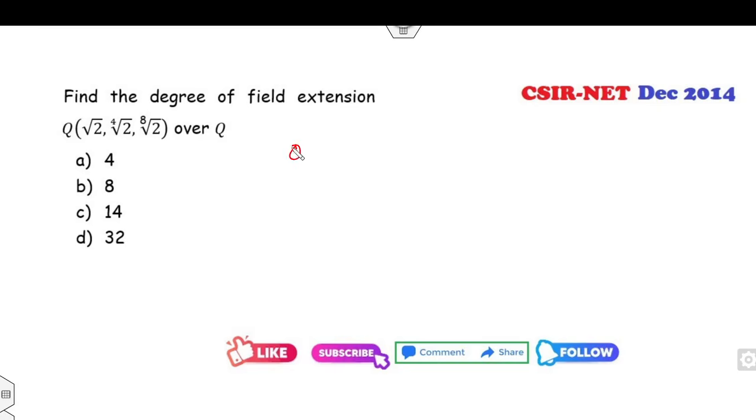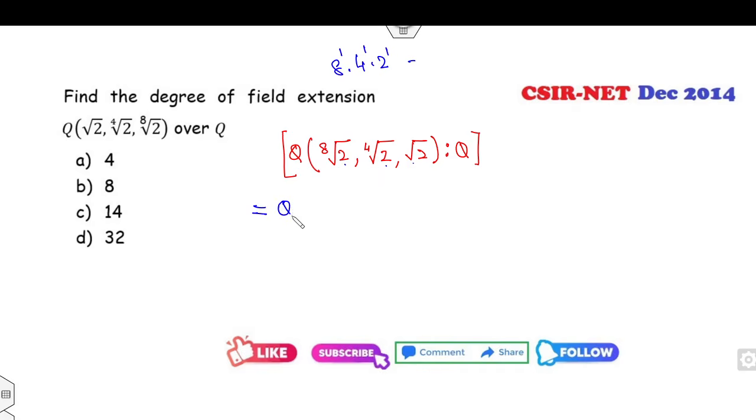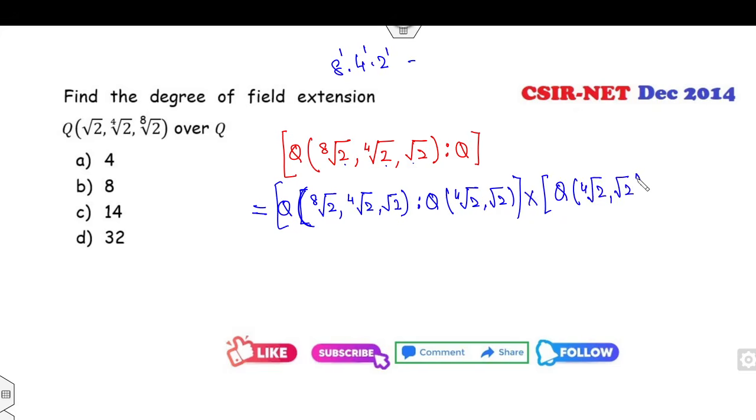The degree of the extension Q, I can write the largest power first, the fourth root of 2, over Q. Now, you can't say that it's 8, 1 times 4, 1 times 2, is the right answer, because these are not distinct numbers. Once they are not distinct numbers, you can write this in the following form: first the quantity Q of the fourth root of 2, then Q of root 2, then Q.